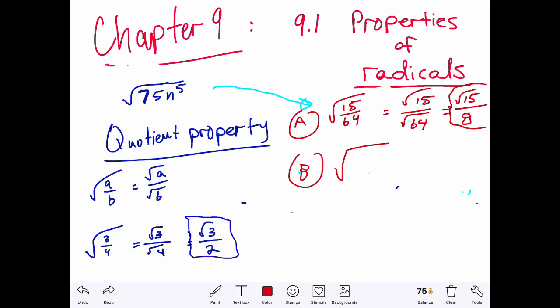Let's do another one. The square root of 81 over x squared. Well, that's the same as the square root of 81 over the square root of x squared. Square root of 81 is 9. Square root of x squared is x, so my answer is 9 over x.